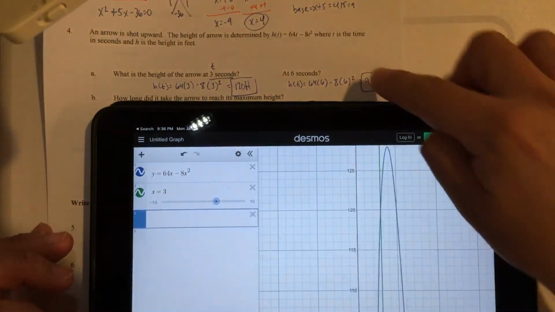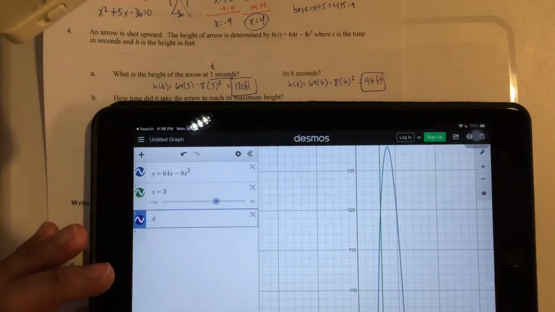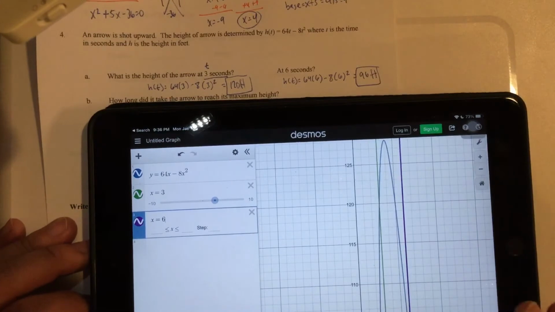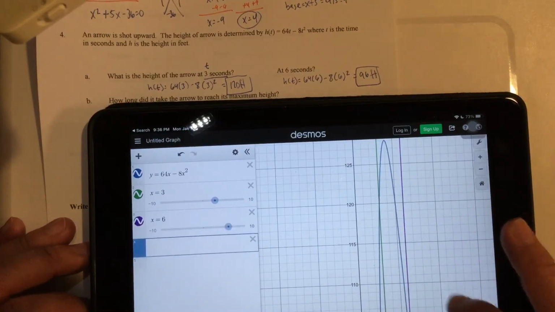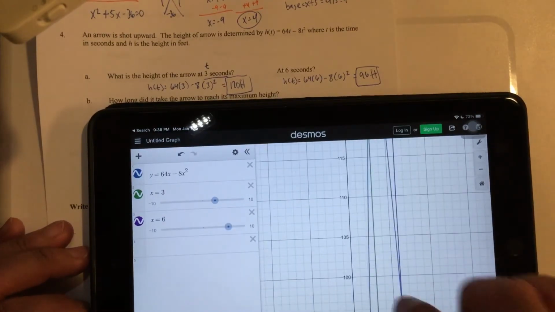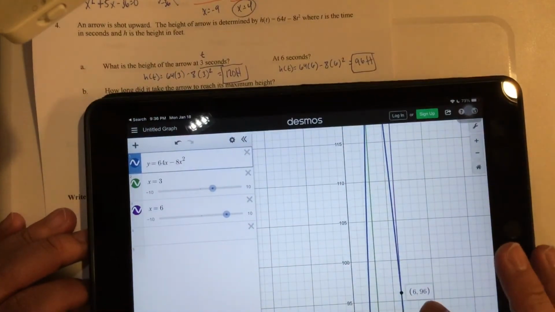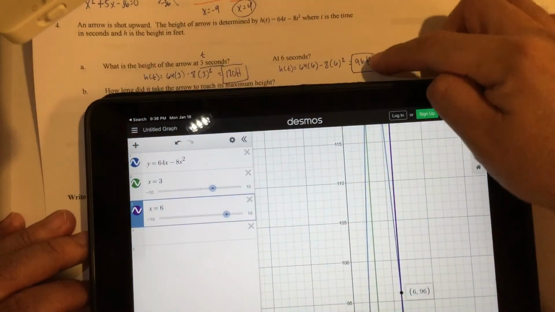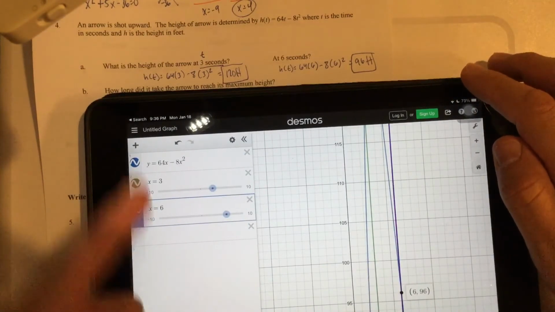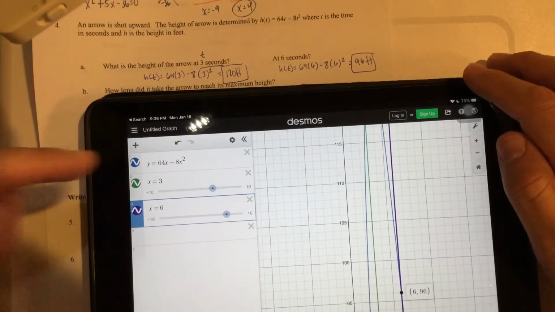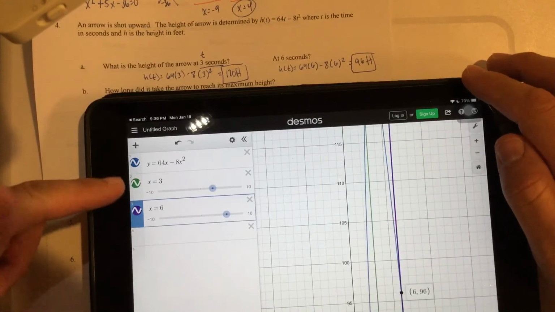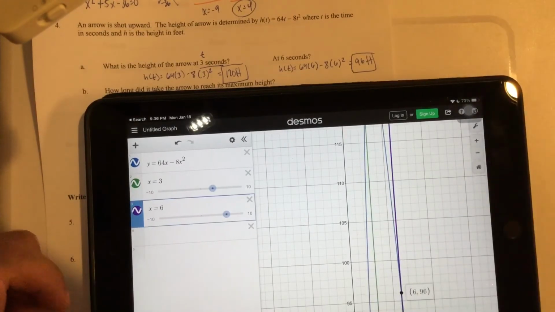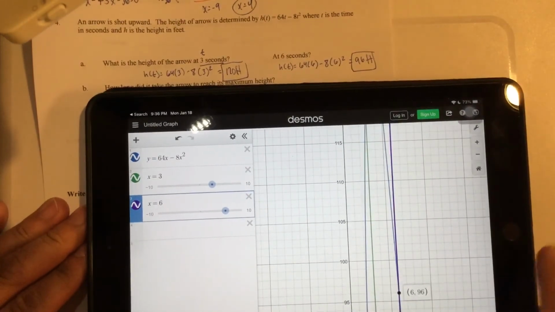And the second one said, what about at 6 seconds? So I can say x is equal to 6. We're looking at the purple line where they intersect, and we can see right there, it is 96 feet. Notice I put in x equals, not y equals, because x is the time and y is the height. So it gave me times, that's why I put x equals. Hopefully you can see those two answers that I got by using the graph.